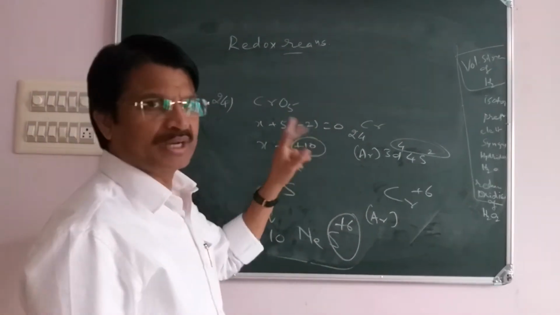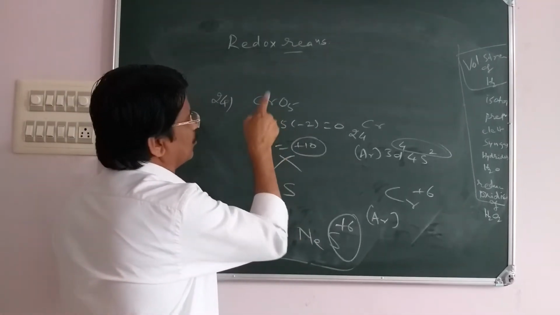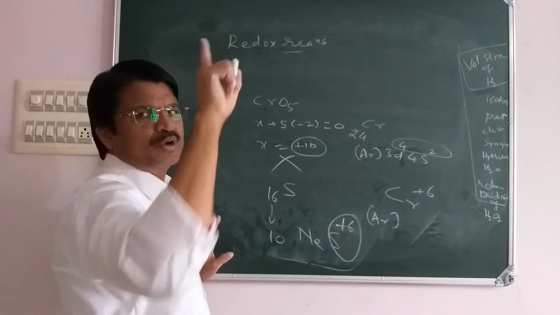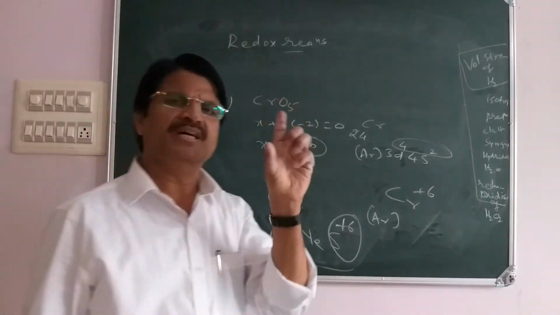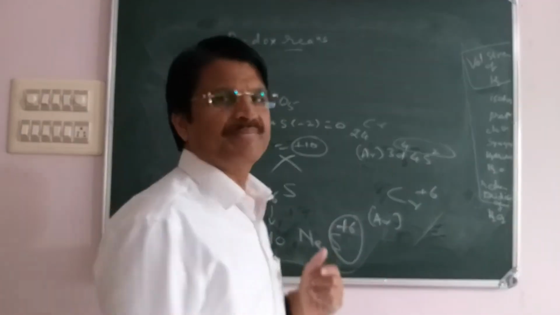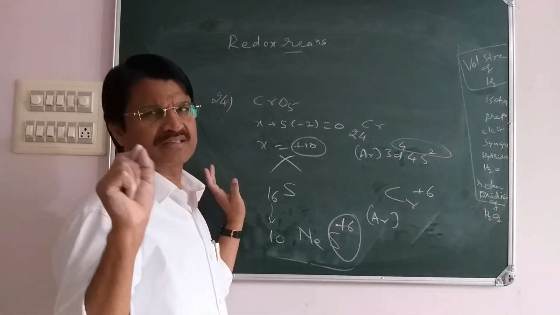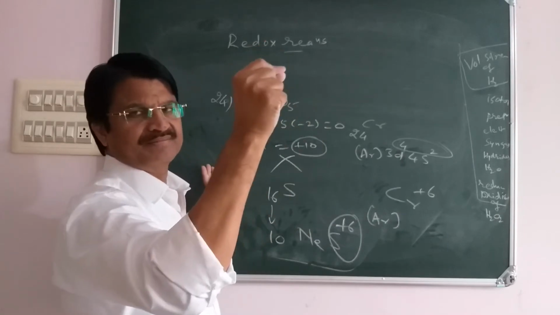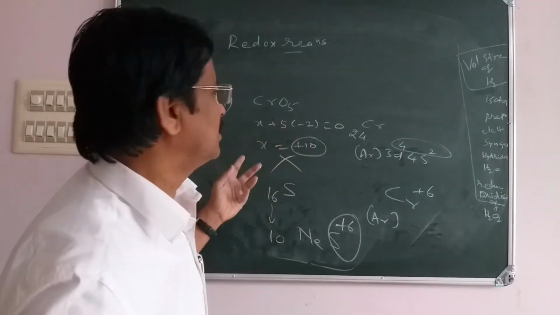So this type you have to calculate. But if you get an answer more than 6 for chromium, then think it has a peroxy linkage. Then you have to draw the structure of this compound. But if you are not able to draw the structure, then you can guess the maximum oxidation number of that element, and the answer is 6. Otherwise, draw the structure and calculate.